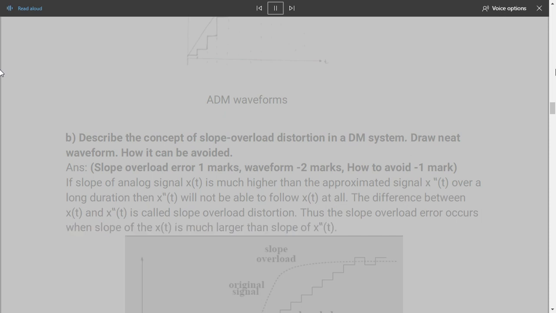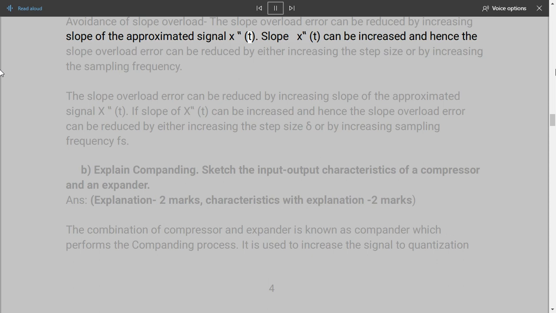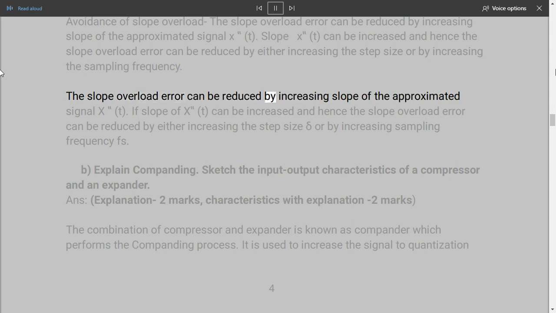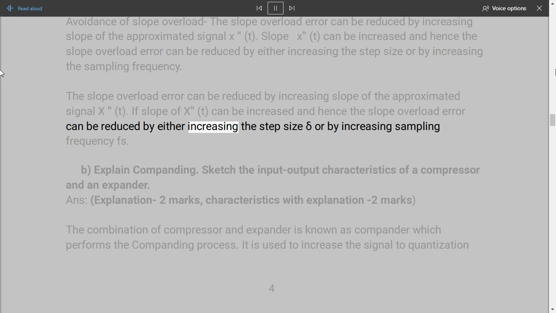Avoidance of slope overload. The slope overload error can be reduced by increasing the slope of the approximated signal x̂(t). The slope of x̂(t) can be increased, and hence the slope overload error can be reduced, by either increasing the step size delta or by increasing the sampling frequency fs.